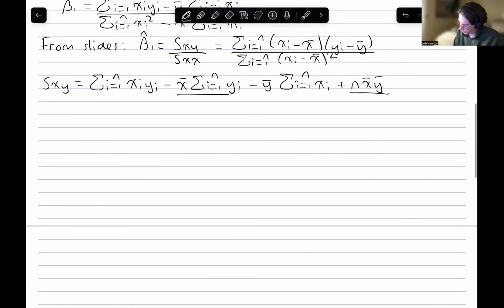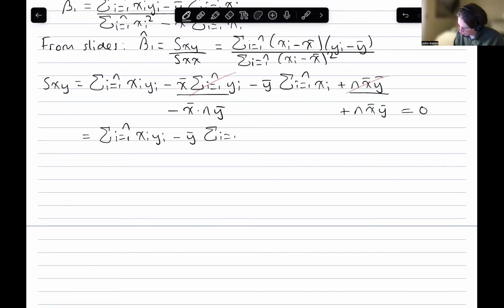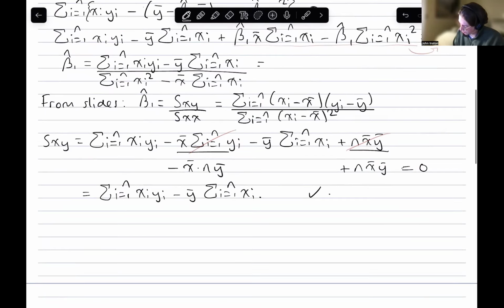But we can see they cancel straight away, because this is written as minus x bar times n y bar, and then plus n x bar y bar. So these cancel, and you end up with what we got. So we can write up here, this is equal to Sxy.